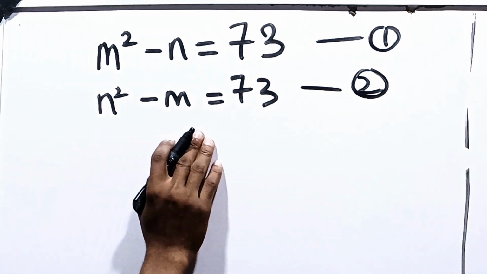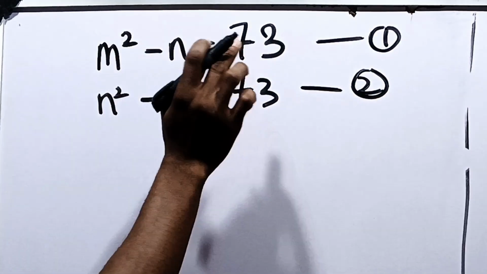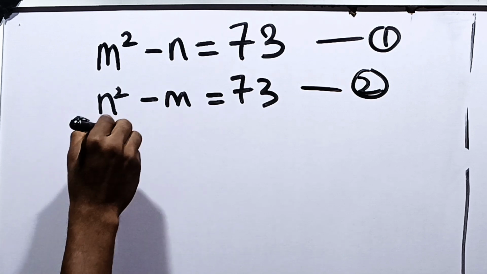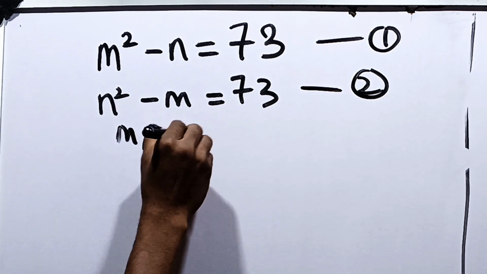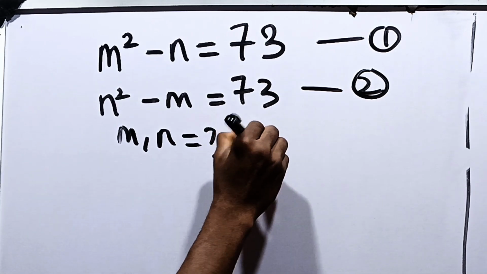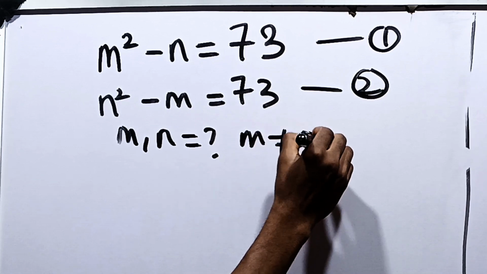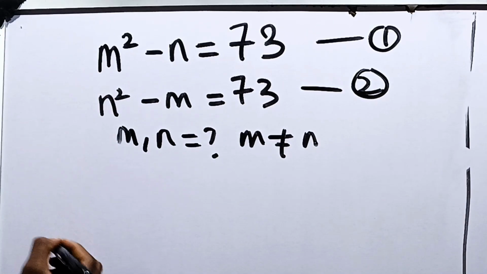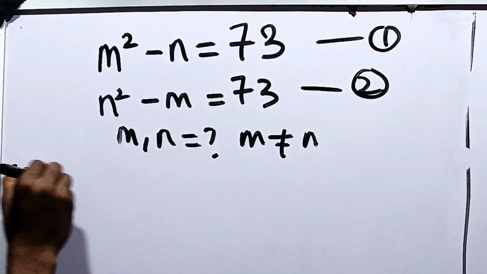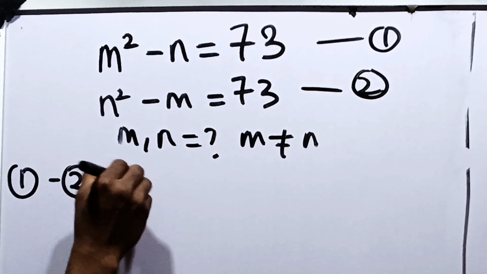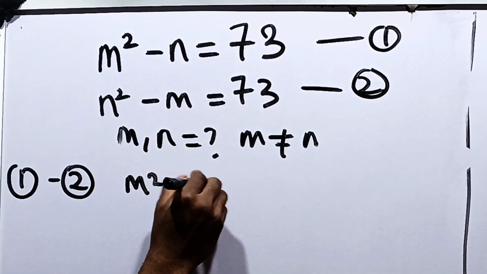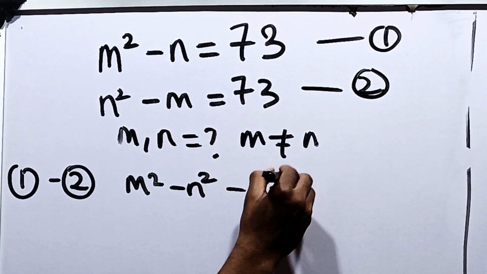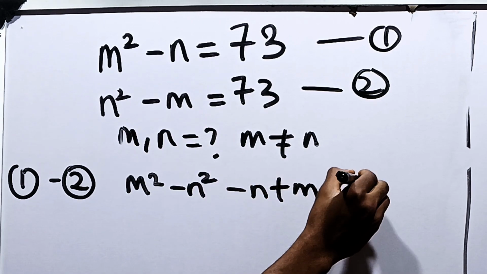Let's solve this together. It says m squared minus n is equal to 73 and n squared minus m is equal to 73. We have to solve for the value of m and n, given that m is not equal to n. Okay? Now, first thing we can say, let's subtract these two equations. So we can say equation 1 minus equation 2 would give us m squared minus n squared minus n. Minus times minus is plus m, is equal to 0.